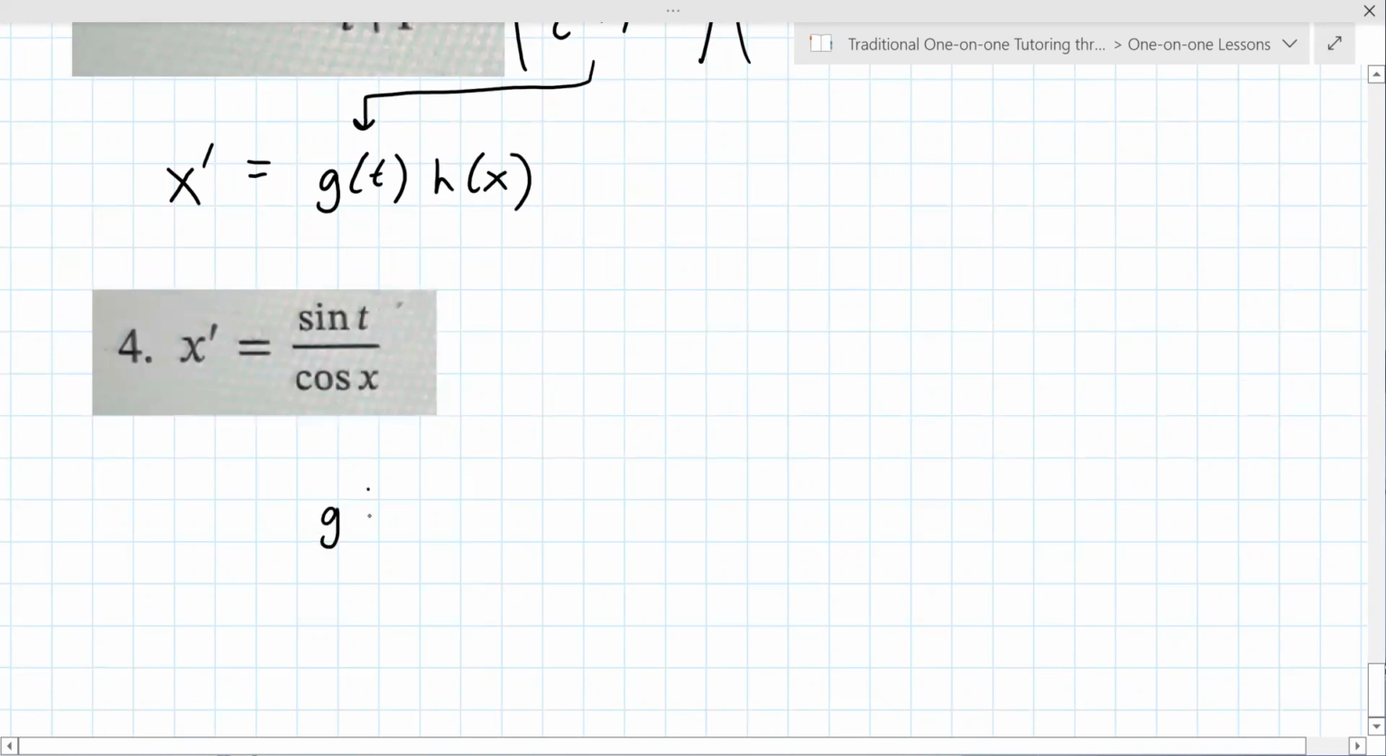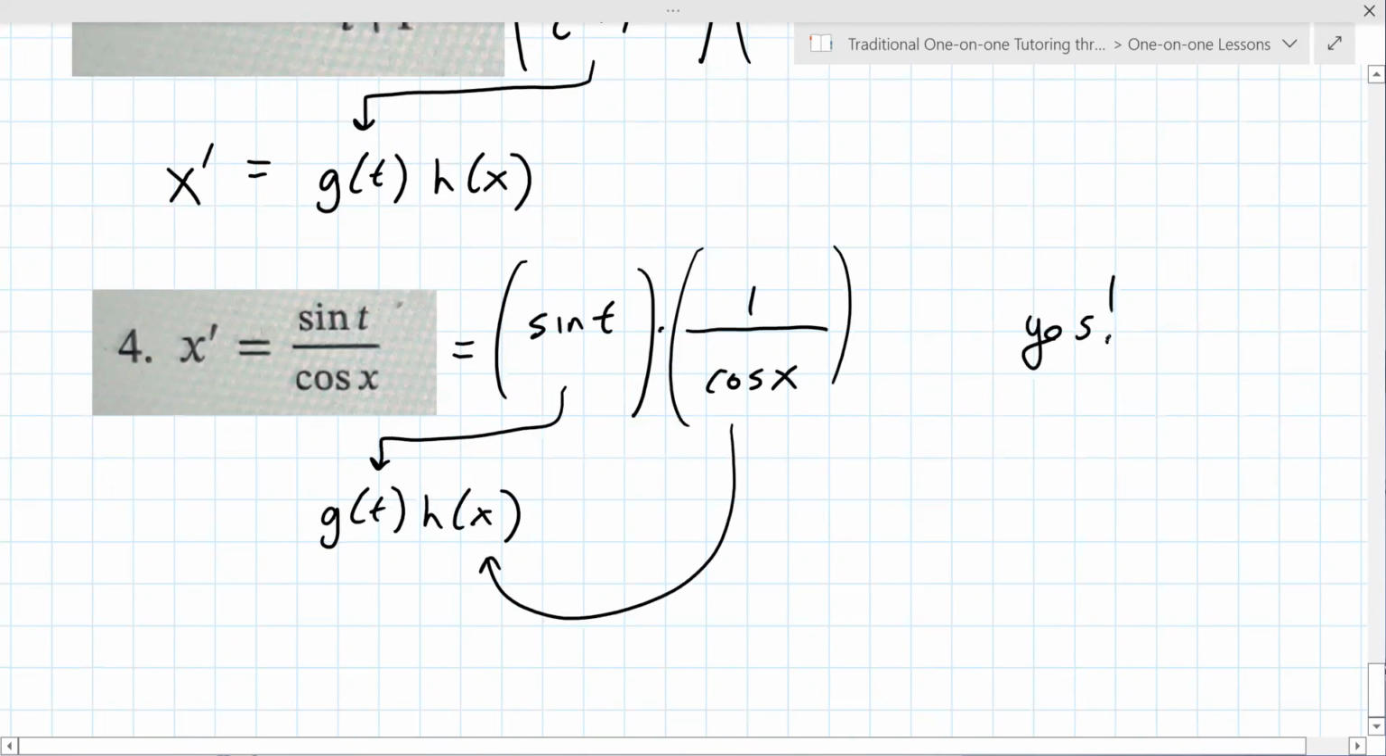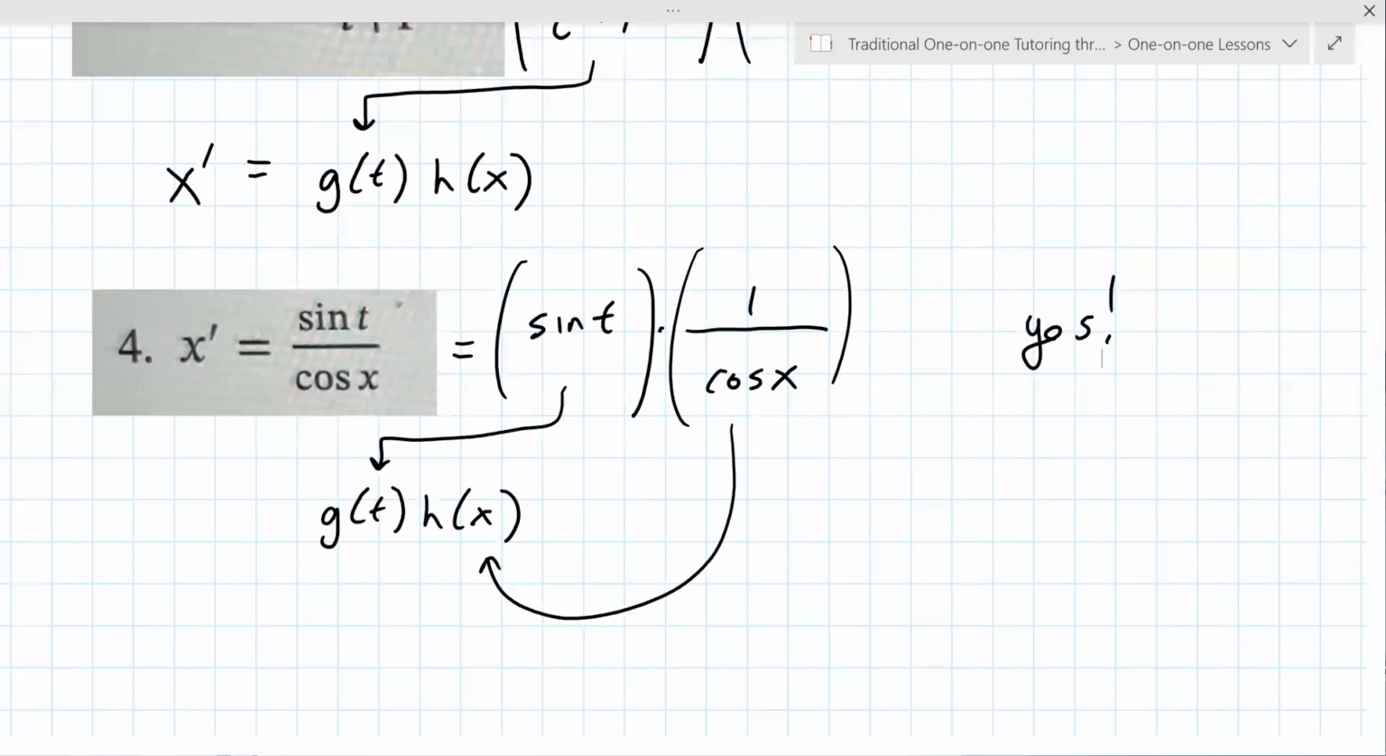So g of t h of x, we can make this sine t times 1 over cosine x. And then sine of t is your g of t, right? 1 over cosine x is your h of x. So again, for number 1 and 2, could you subtract 2x from both sides?